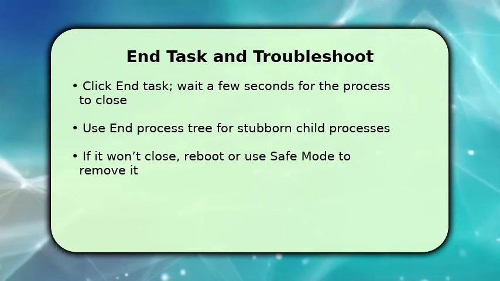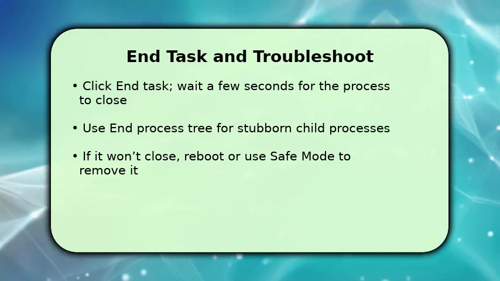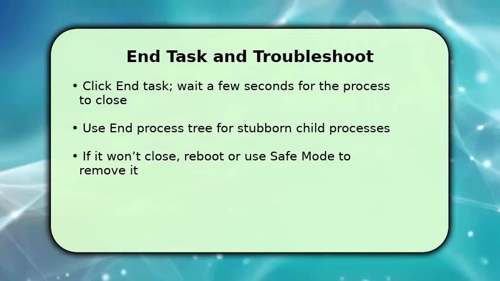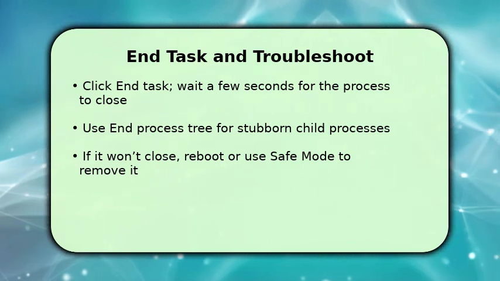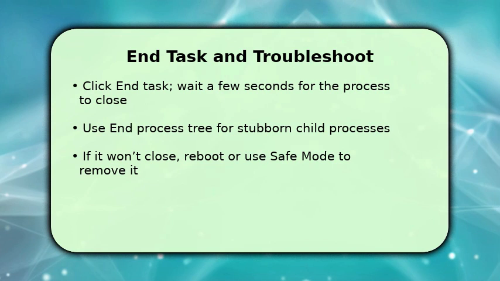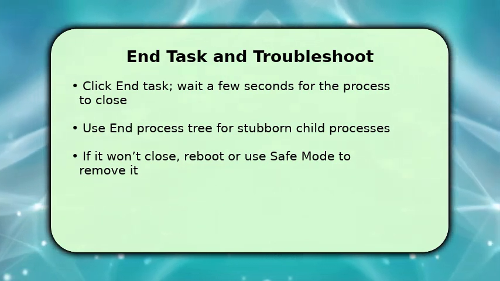When a process resists termination, try running Task Manager as administrator or rebooting. If that fails, boot into safe mode and remove or troubleshoot the program safely. One key tip: if a system process won't close, avoid forcing it. Restart instead to prevent instability.